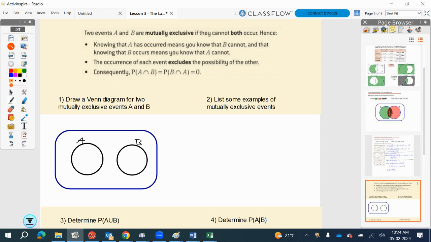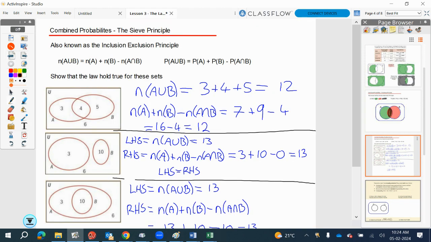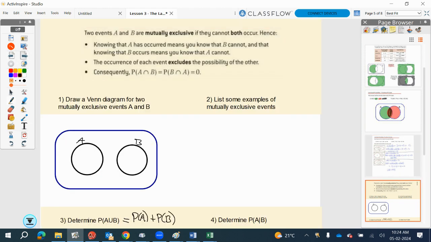All right. How do we calculate the probability of A union B? You add them up. This is the probability of A plus the probability of B. If we compare it to the inclusion-exclusion principle, the probability of A union B is A plus B minus the intersection. So obviously, if there is no intersection, it's just going to be A plus B.